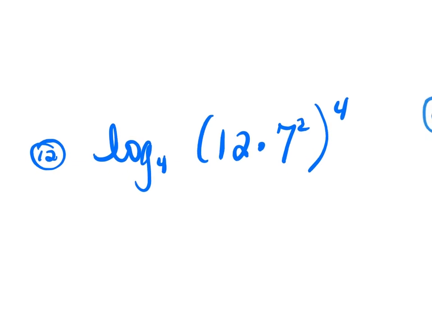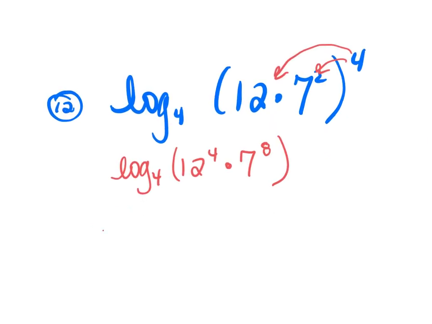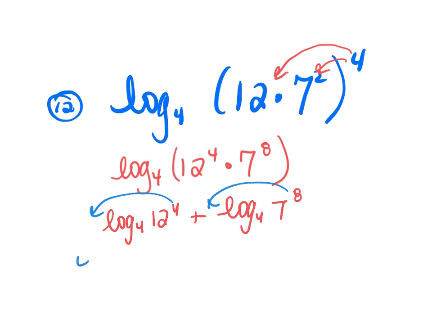I have my exponent outside of my parentheses, so let's distribute this first. This is going to be rewritten as log base 4, 12 to the 4th power times 7 to the what? What's 4 times 2? 8. A power raised to a power is going to give us 8. So now when I pull this apart, this is log base 4 of 12 to the 4th plus log base 4 of 7 to the 8th. And my exponents become coefficients. So it's 4 log 4 of 12 plus 8 log 4 of 7.